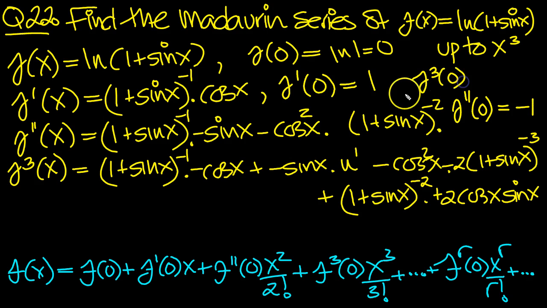f3 of 0 equals, what have we got? Cos naught is 1 with a minus, so that's minus 1 there. This will be 0, because there's a sine term involved in the product. Then we've got minus 2, cos naught is 1, so that's minus 2 here, but we've got a minus times a minus, so that's a plus 2, isn't it? Yeah? Okay, and we've got 1 to a power, so that's plus 2.